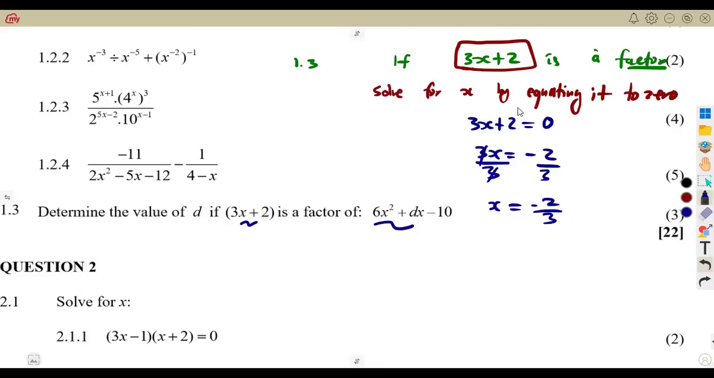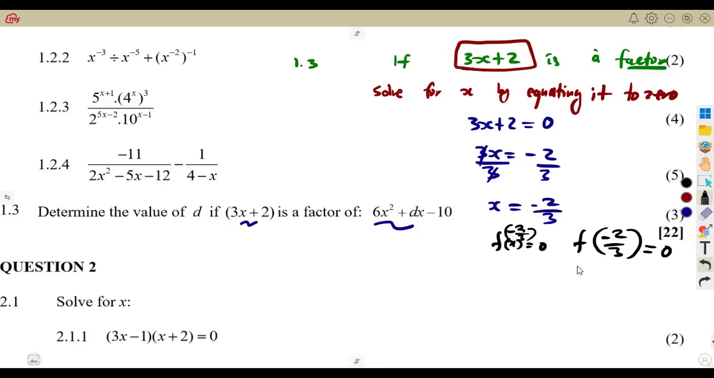So what does it mean? It means if truly this is a factor, like what we are saying here, f of x is supposed to be equal to 0, which means f of this number. So f of minus 2 over 3 is supposed to be equal to 0. What does it mean when I say f of minus 2 over 3 is supposed to be equal to 0?